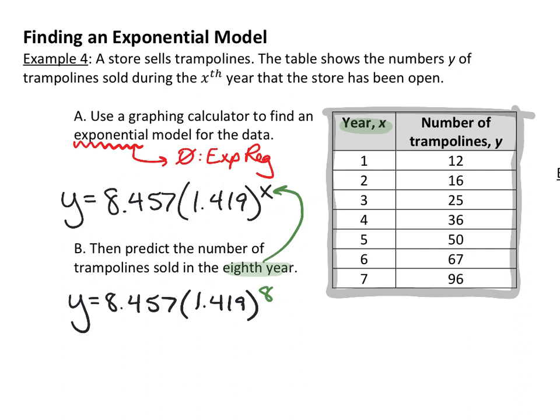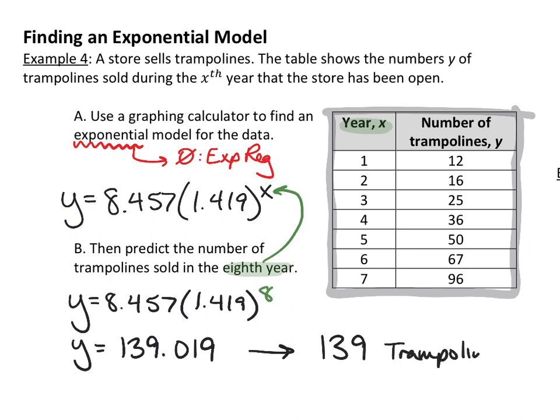What did you get? When we do this, we should be getting y is going to be equal to 139.019 trampolines, but like that's weird. We don't count 0.019 of a trampoline. So what's the best way to count these trampolines? 139. Yeah, just 139 trampolines. We wouldn't sell somebody 0.019 of a trampoline. That's weird.